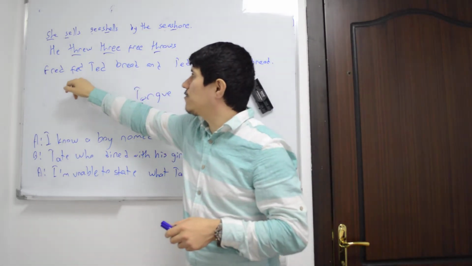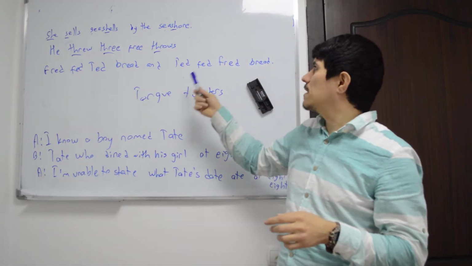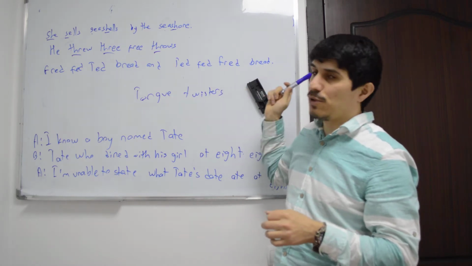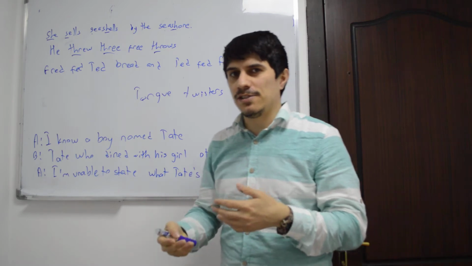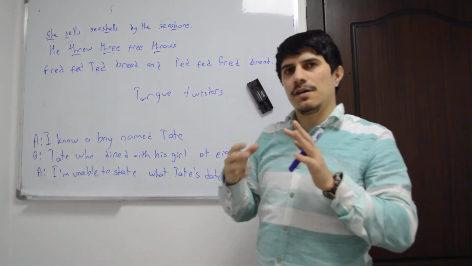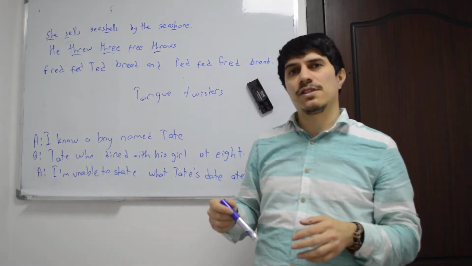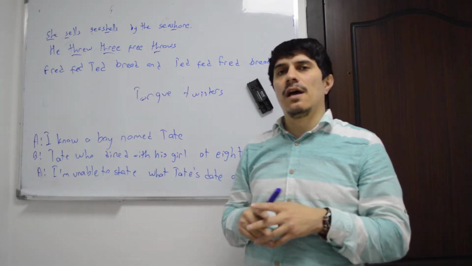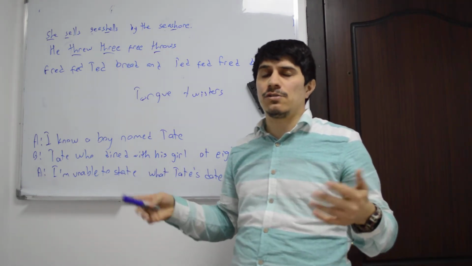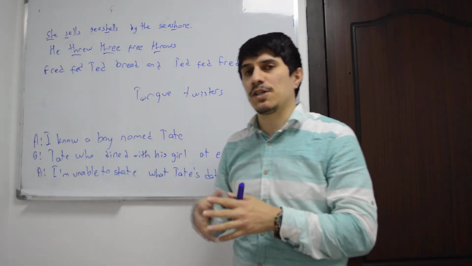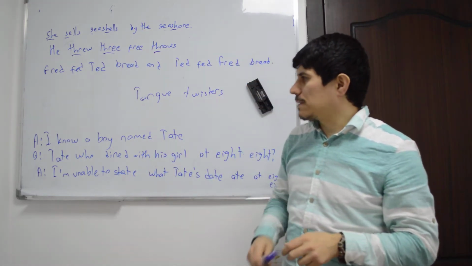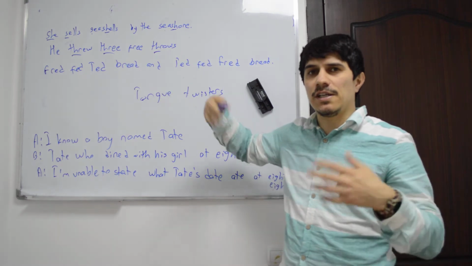Next one: Fred fed Ted bread and Ted fed Fred bread. Okay, so these are a little bit challenging, but as you practice these kinds of tongue twisters, it's going to accelerate and escalate your development in the pronunciation of the English language, just like native speakers.